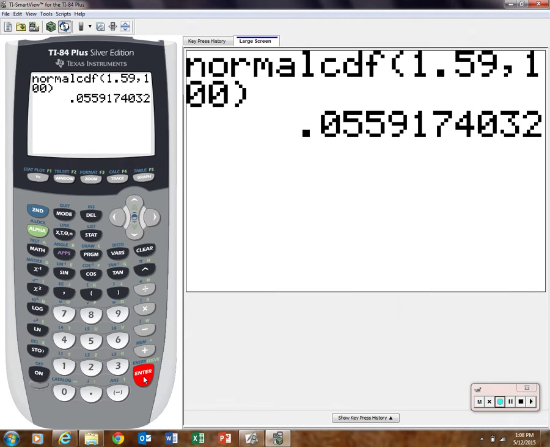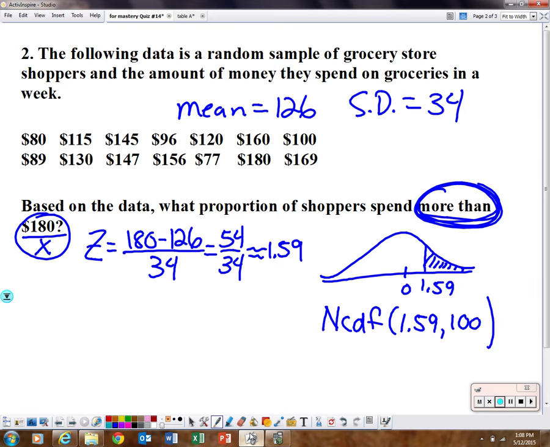We're going to round it. 0.056. And if we change that to a percent, that would be 5.6%.